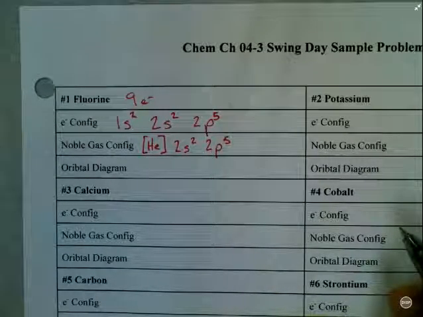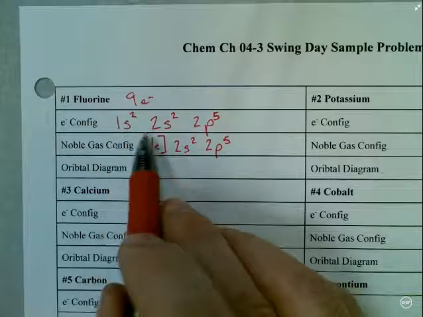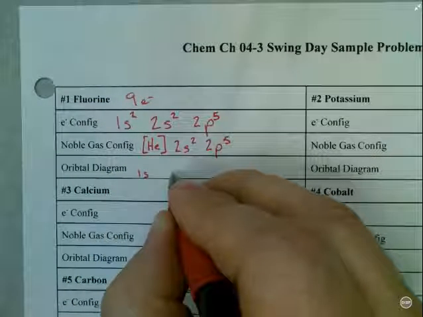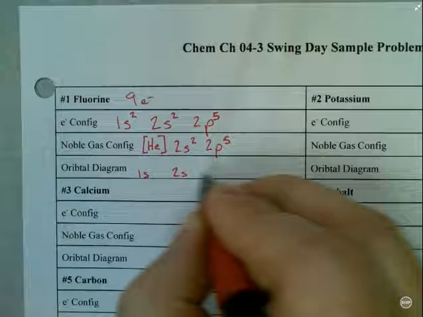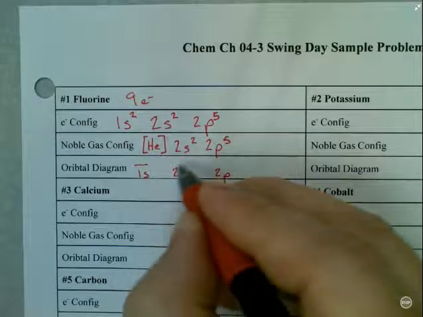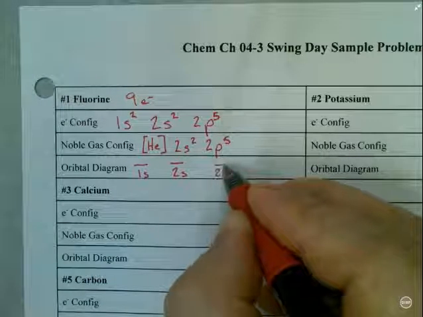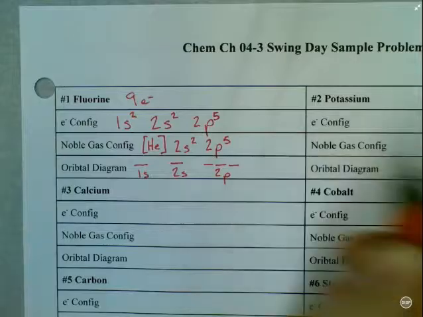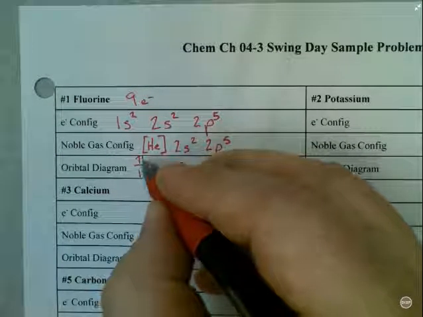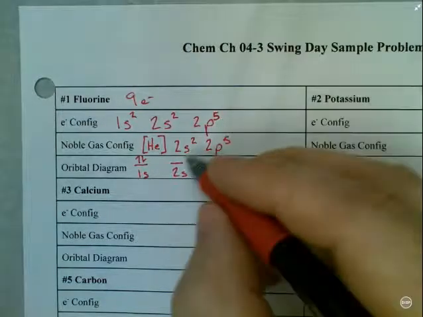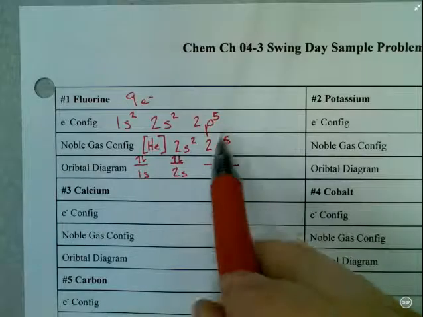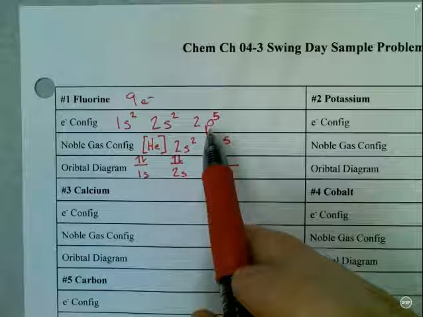Now I'm going to go into the orbital notation. I have 3 different orbitals. I have a 1s orbital, I have a 2s orbital, and I have a 2p orbital. There's 1 suborbital in each of my s's, and then there are 3 suborbitals in the p. I'm going to fill 2 electrons into my 1s, each with opposite spin, 2 electrons in my 2s, each with opposite spin. Then I'm going to fill 5 into this 2p.